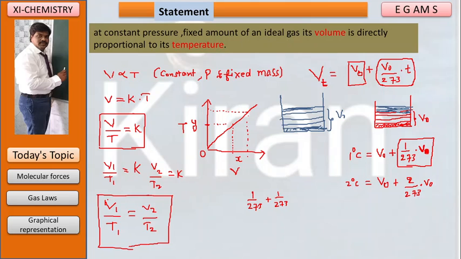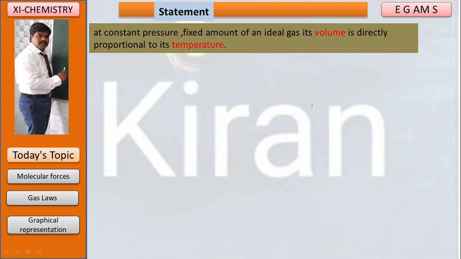In its original volume, how much increases? For every 1 degree centigrade, 1 by 273 part of volume increases. When you decrease, how much decreases? 1 by 273 part of volume will decrease. Okay, this is the clear explanation regarding Charles' law. Next we have to see what is absolute zero and absolute temperature.